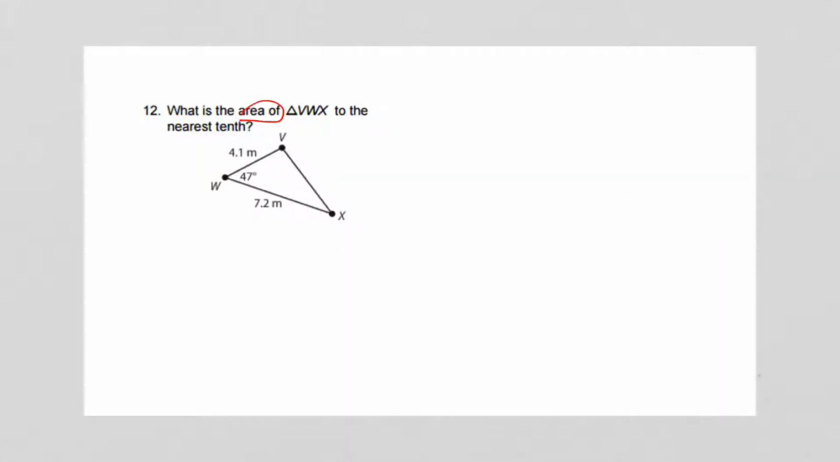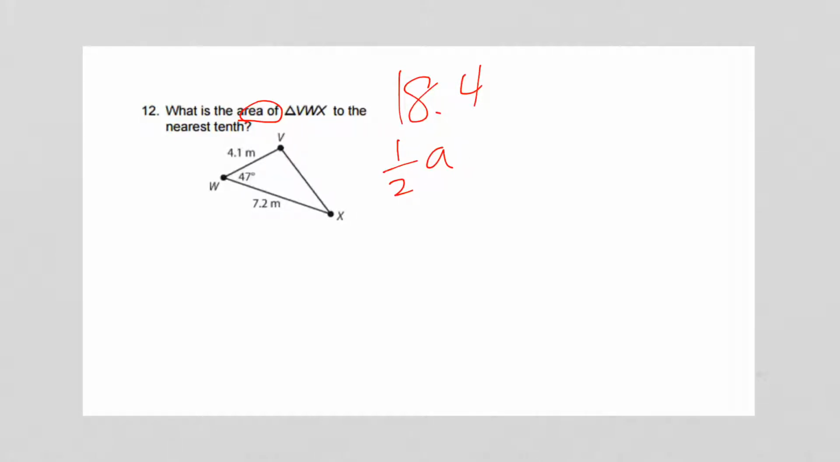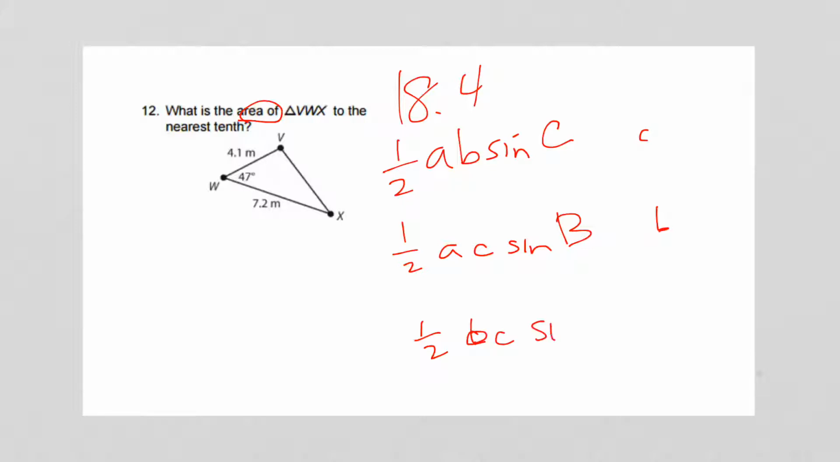What is the area? This is from 18.4. So these are the ones that have 1/2 AB sine C if you don't know little c, 1/2 AC sine B if you don't know little b, and 1/2 BC sine A if you don't know little a.